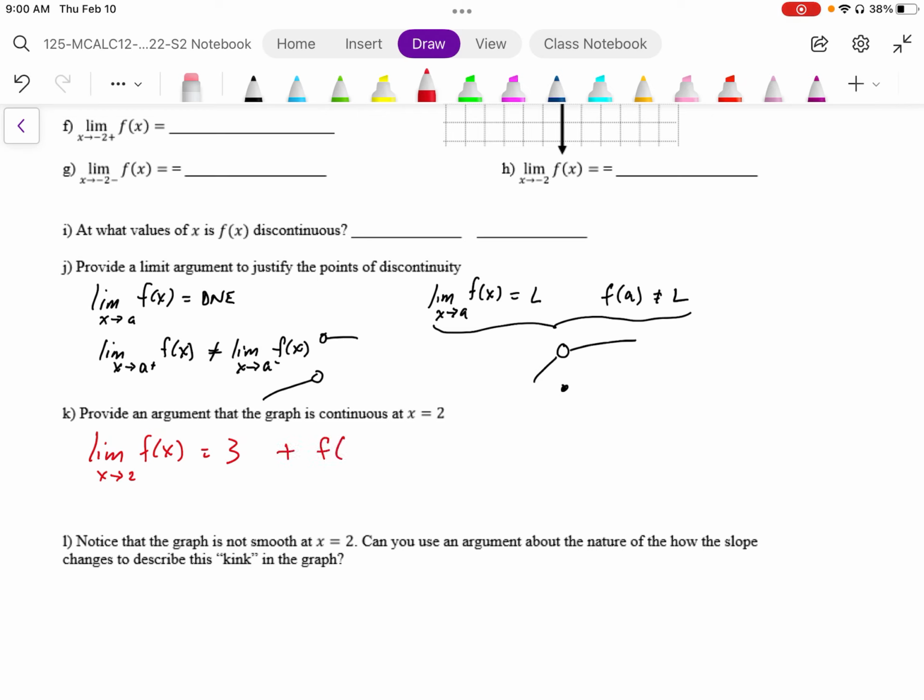And we can also say f of 2 is actually equal to 3. Those two together mean it's continuous. Okay, so we need both of those conditions satisfied for continuity.